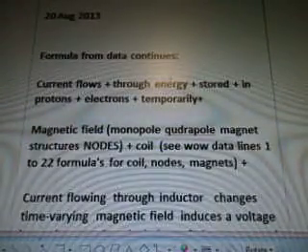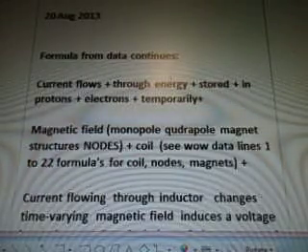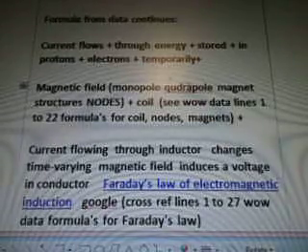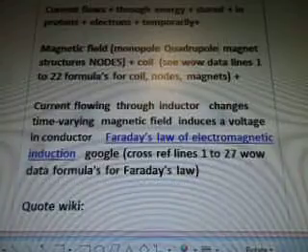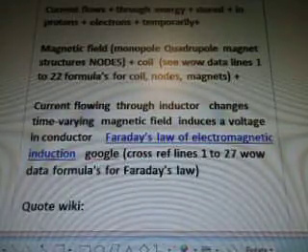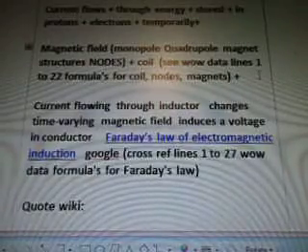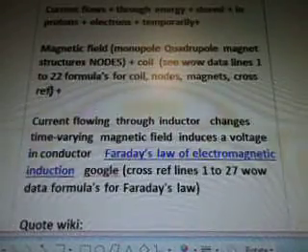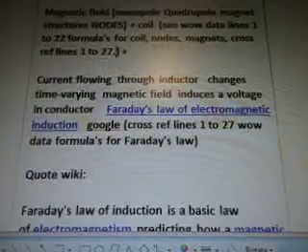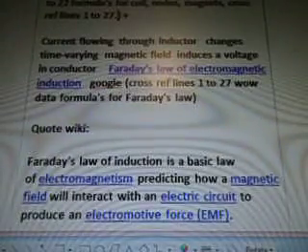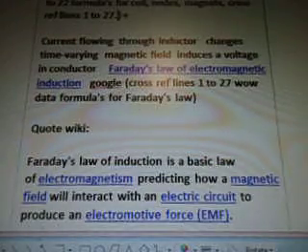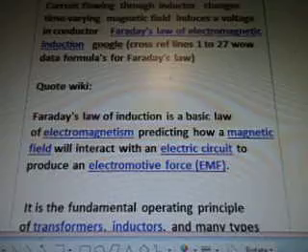So August 20th, formula from the data continues. Current flows through energy stored in protons, electrons temporarily, magnetic field, monopole, quadrupole, magnetic structures and nodes, plus the coil. See the WOW data lines 1 to 22 formulas for coil nodes and magnets, and we're going to cross-reference this when we get to line 27. Lines 1 to 27. Okay. We're going to add a current flowing through inductor changes, time-varying magnetic field induces a voltage in conductor, Faraday's law of electromagnetic induction, Google cross-reference lines 1 to 27 WOW data forms for Faraday's law.